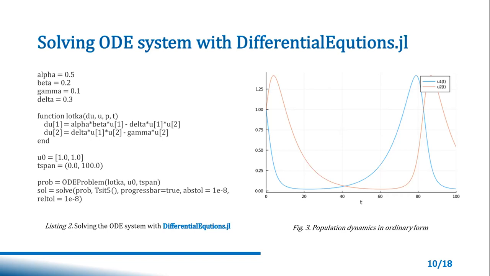Identification of the problem looks like prob equals ODEProblem, in which we put the function lotka, which was defined here earlier. It describes our model. The next step is to solve the problem. We solve it with the help of the solve function, which takes our problem as input, and we choose an algorithm and additional parameters.